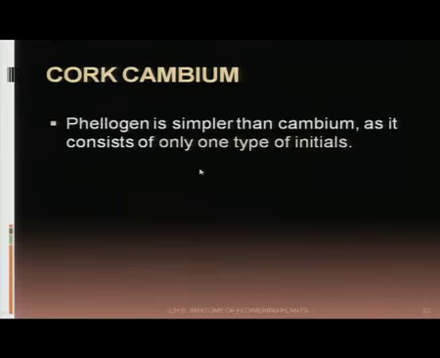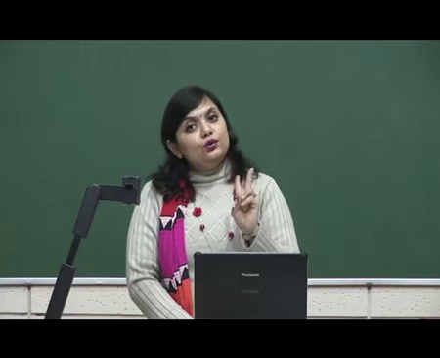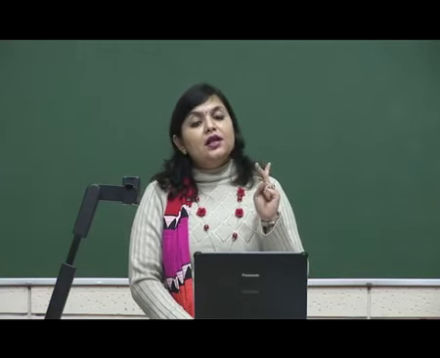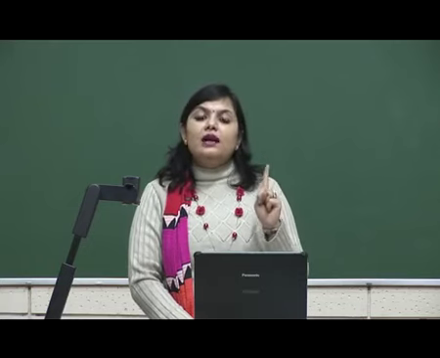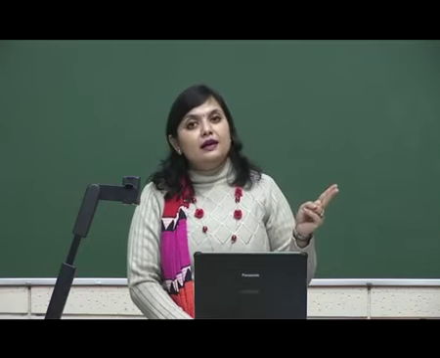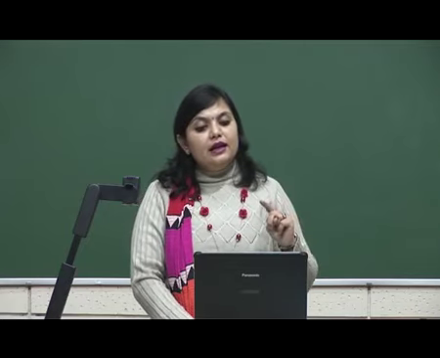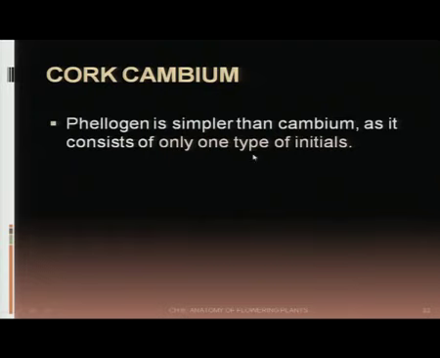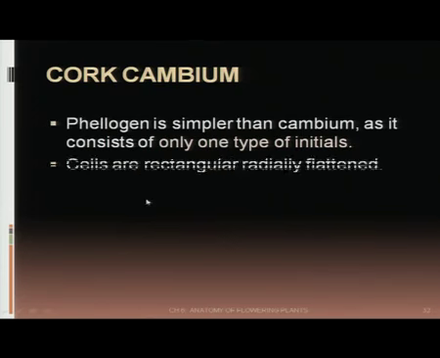The structure of this cork cambium: phellogen or the cork cambium is much simpler than vascular cambium. Why? Because it consists of only one type of initials. I will repeat that in vascular cambium, we saw that there are two types of initials, ray initials and fusiform initials. Ray initials give rise to the rays and fusiform initials give rise to xylem and phloem. However, in the phellogen, there is only one type of initials which produce both the layers, on both sides.